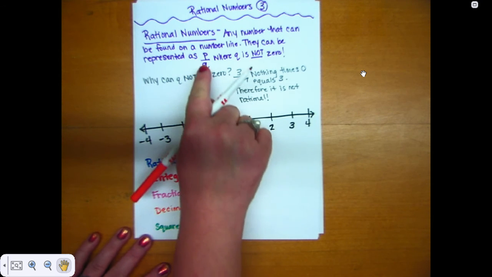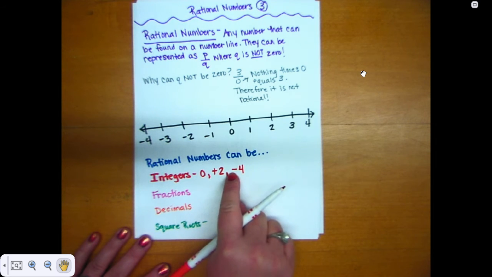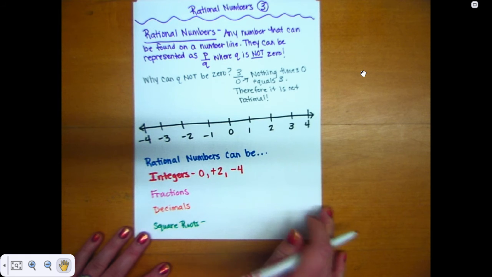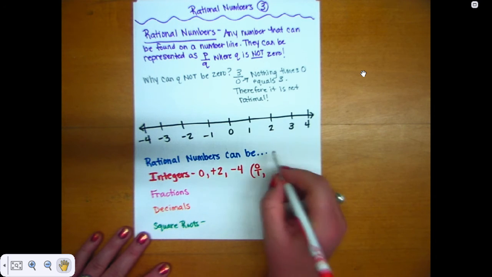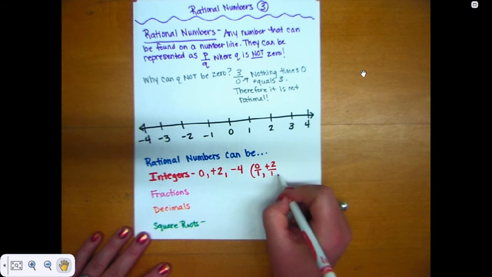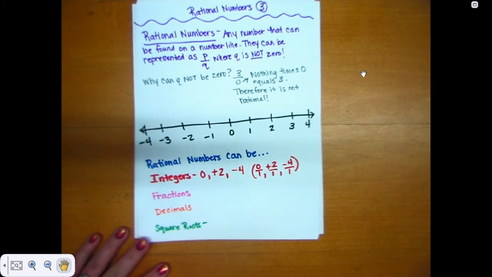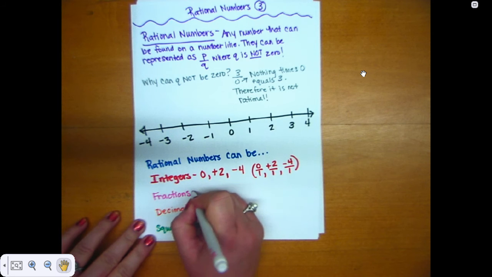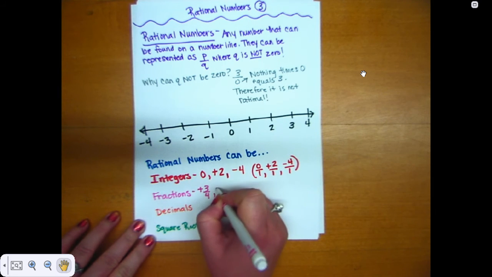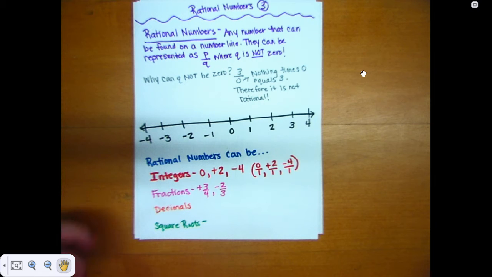Now, I want you to notice that rational numbers are only rational if they can be represented as a fraction. How do we represent whole numbers as a fraction? So, if I represent my whole numbers as a fraction, I could represent 0 as 0 over 1. I could represent positive 2 as positive 2 over 1. And I could represent negative 4 as negative 4 over 1. So those can all be represented as fractions. Now, really, I could just write these here, but I'm just going to write random fractions. So I could have positive 3/4. I could have negative 2/3. Any fraction you can list as long as the denominator is not 0.